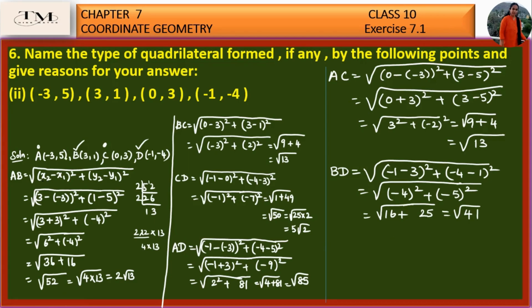So here if we check, AB, BC, CD and AD are not equal, and AC and BD are also not equal. So all sides and diagonals are not equal.